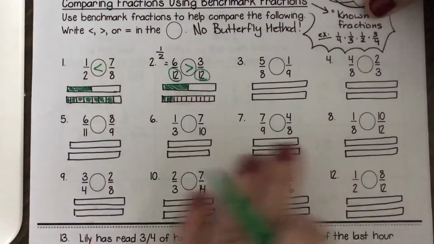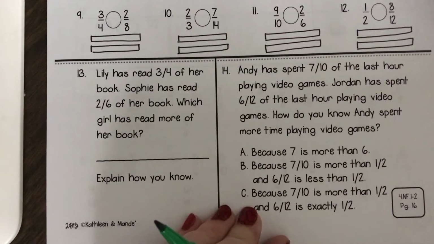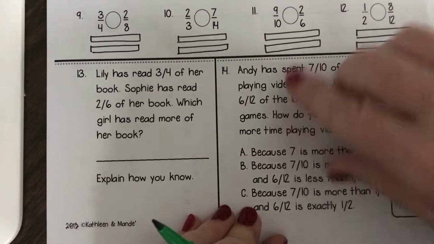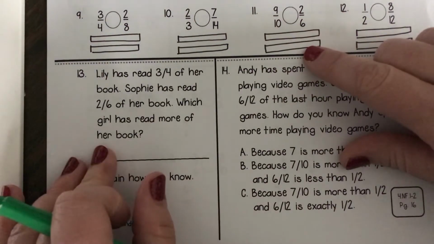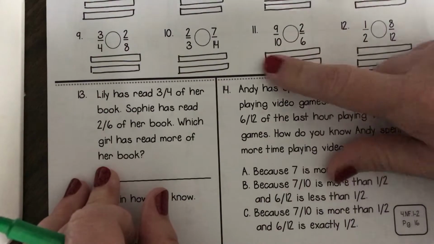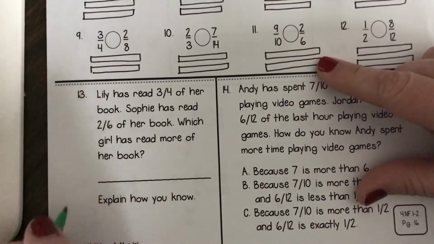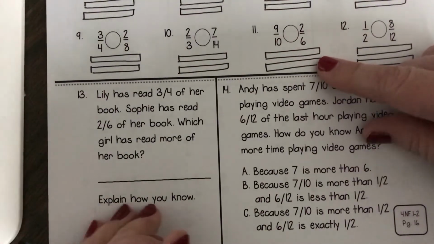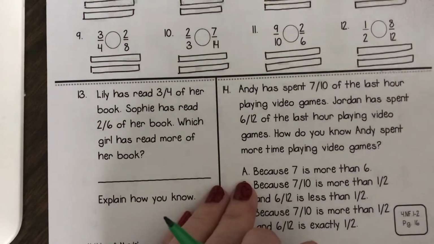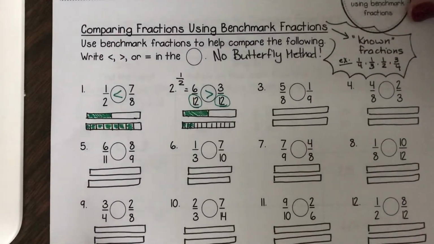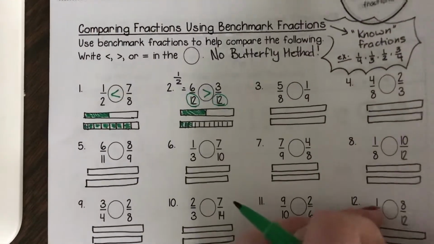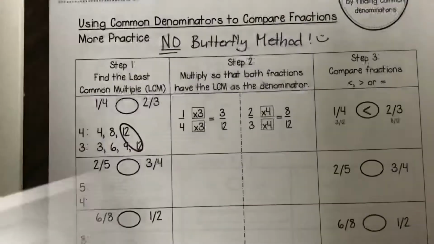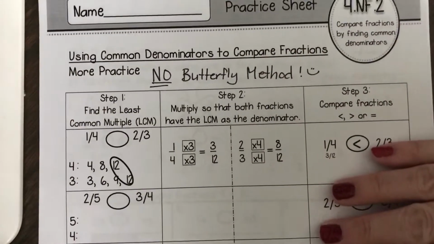So this is what you've got going on for 1 through 12. There are 2 word problems at the bottom. Please also show your work for these. If you feel comfortable comparing them without the benchmark diagrams shown in the tape diagram, that's fine. If you just want to jot your work out here, that's fine too, but definitely explain how you know, and show that thinking. So in a nutshell, that's benchmark. Benchmark fractions are the ones that we know. The other way that we're going to compare fractions this week is using a common denominator.